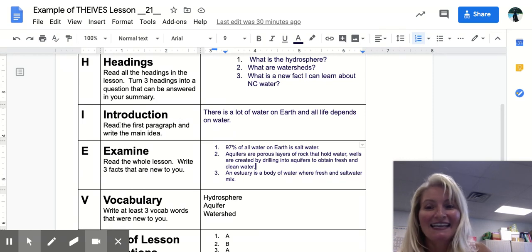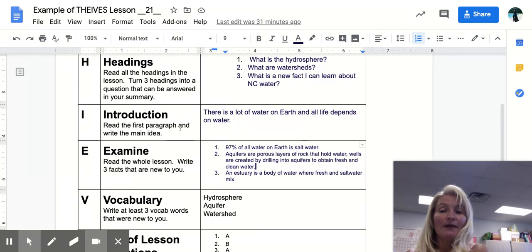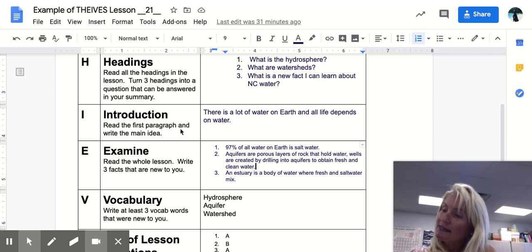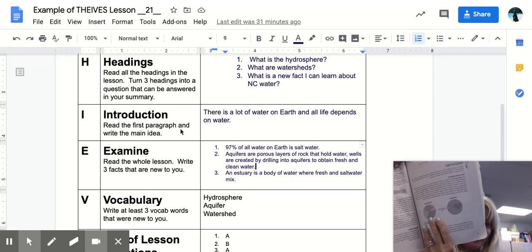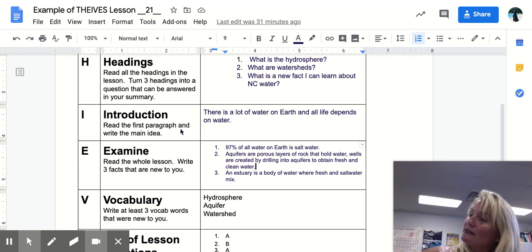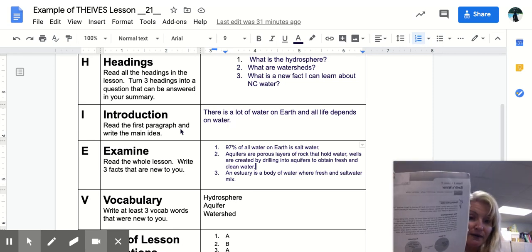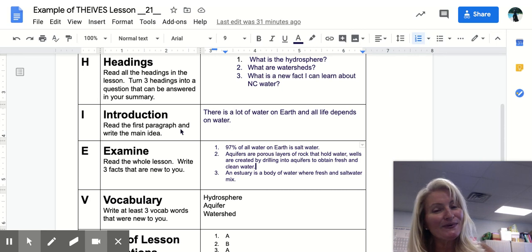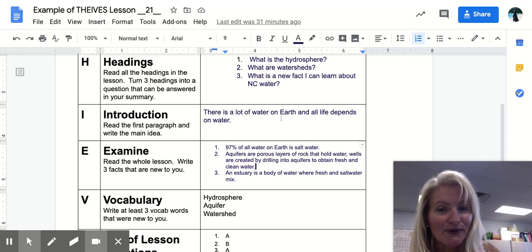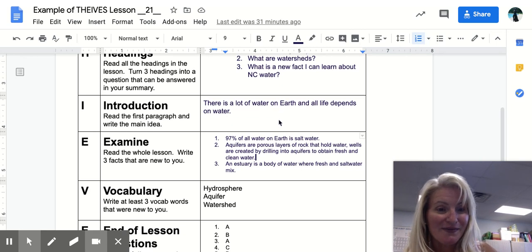Introduction is I. Read the first paragraph and write the main idea. So let's go back to page 128, and here we go. It reads, Earth is a water planet. Water covers more than 70% of the Earth's surface. The composition of all living things, people included, is more than 50% water. Living things on Earth need clean water to survive. So I wrote, there is a lot of water on Earth, and all life depends on that water.